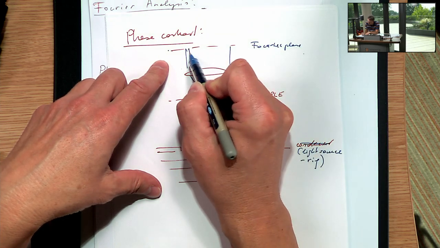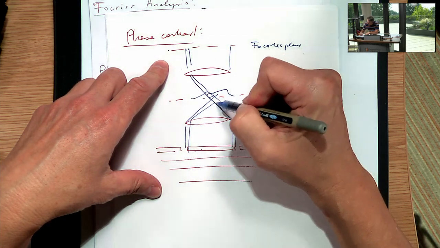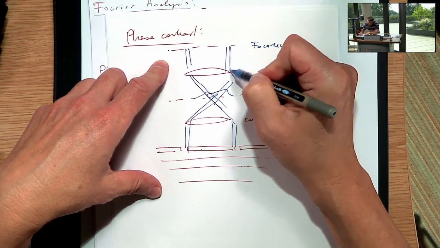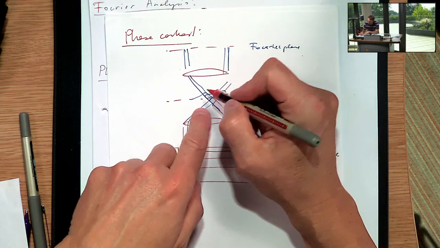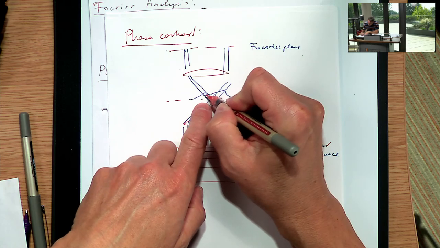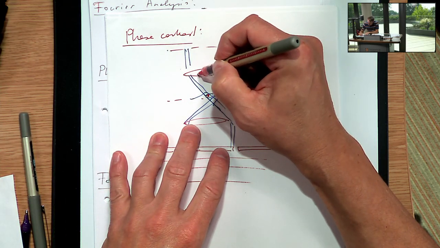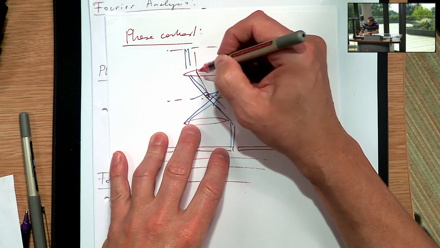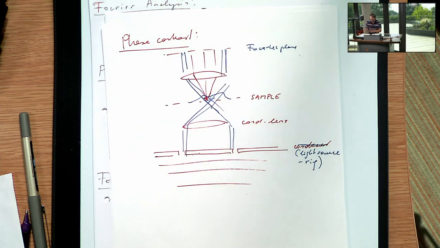So here, the annular ring appears again as an annular ring, right? So far, so good. Fine. But what now happens is that the sample will lead to slight phase differences and refract light. So some light will go in this direction, and some will go in that direction, and so on.